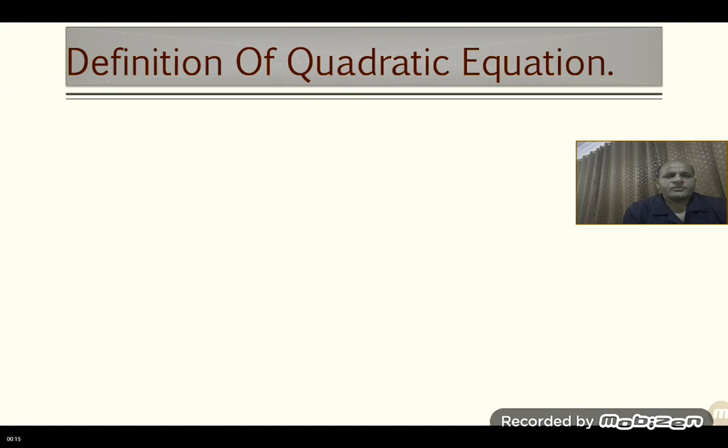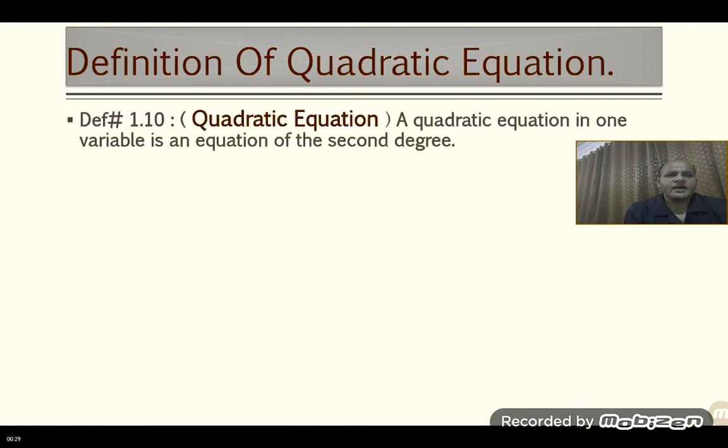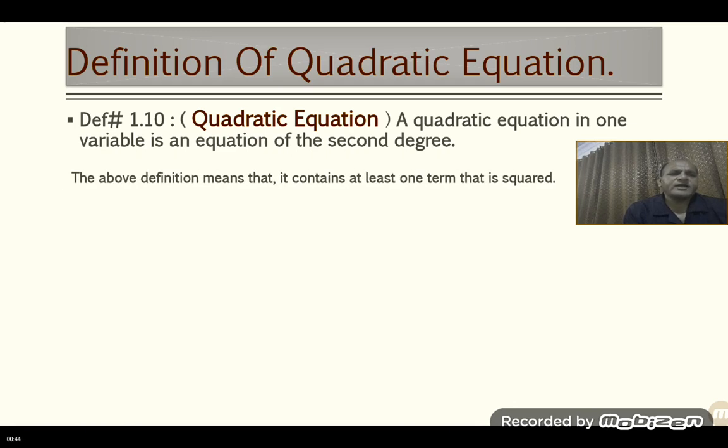Dear student, in this video, we will define quadratic equation and its solution with the help of factorization. So let us define quadratic equation. A quadratic equation is an equation of second degree. That is, this is an equation in which the exponent of the variable is at most 2. This definition means that it contains at least one term that is squared.